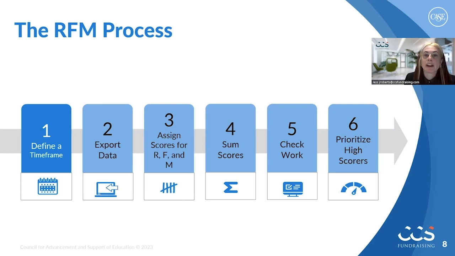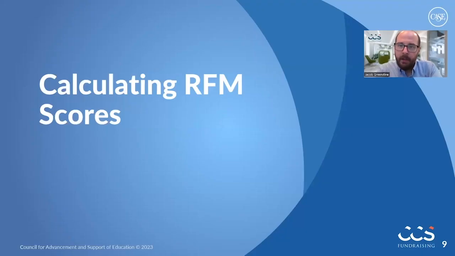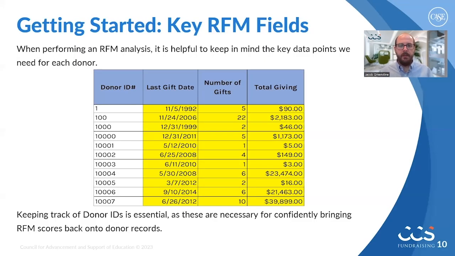Now that I've shared the methodology and rationale behind RFM scores, Jacob's going to show us some formulas of how to calculate RFM scores easily. Thanks, Jess. I now want to talk about how you can use a simple formula in Excel to generate RFM scores for your donors. So when you're getting started in this process, it's important to keep in mind the fields in question. You want the last gift date to generate the recency scores, the number of gifts to generate the frequency scores, and the total giving to generate the monetary score.